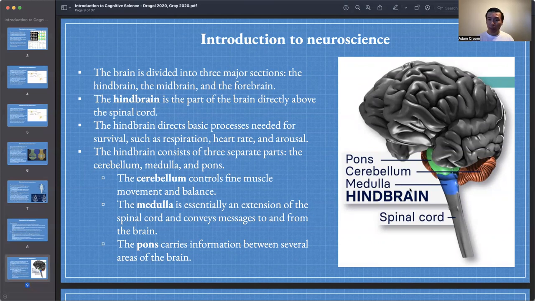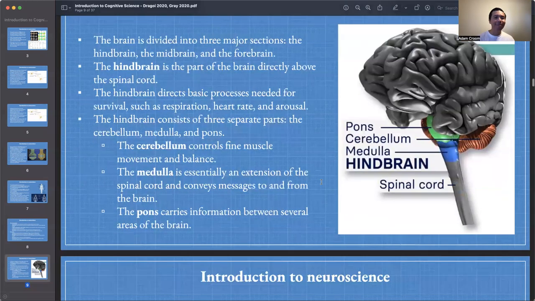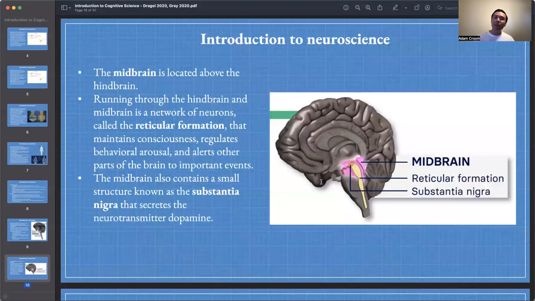The medulla is essentially an extension of the spinal cord and conveys messages to and from the brain. And the pons carries information between several areas of the brain. Next, we have the midbrain, which is located above the hindbrain. Okay, so we're making our way from the spinal cord up. And then the forebrain will be the last.